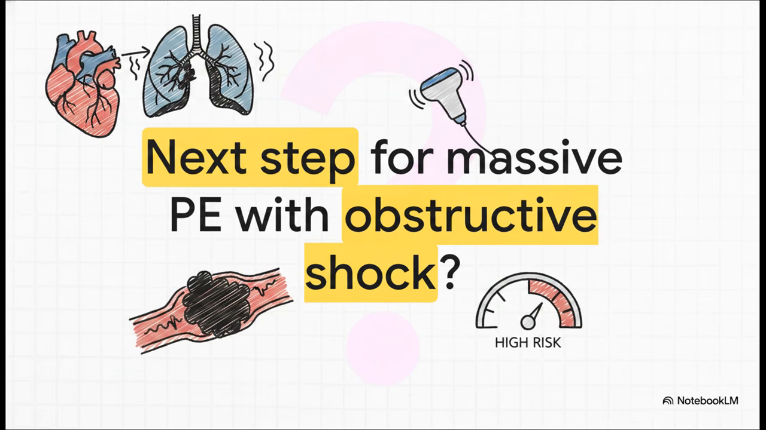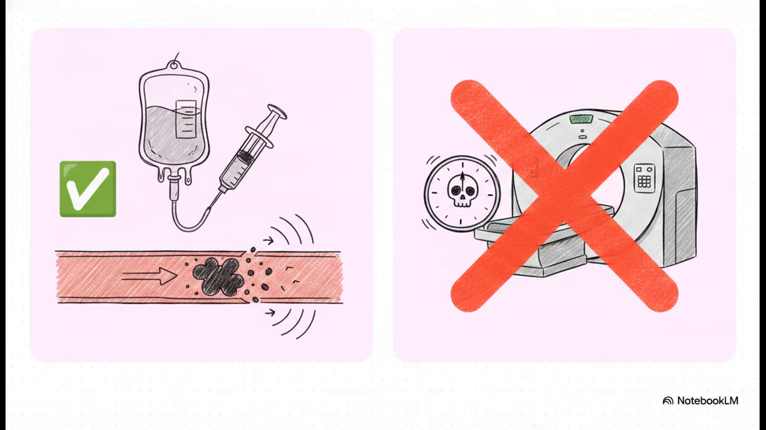The clinical urgency here is massive. Obstructive shock combined with acute right heart strain means this patient is hemodynamically unstable and rapidly deteriorating due to a massive pulmonary embolism. The right answer is immediate systemic thrombolysis using alteplase. You absolutely must urgently dissolve the clot to restore perfusion and right ventricular function in an unstable patient like this.